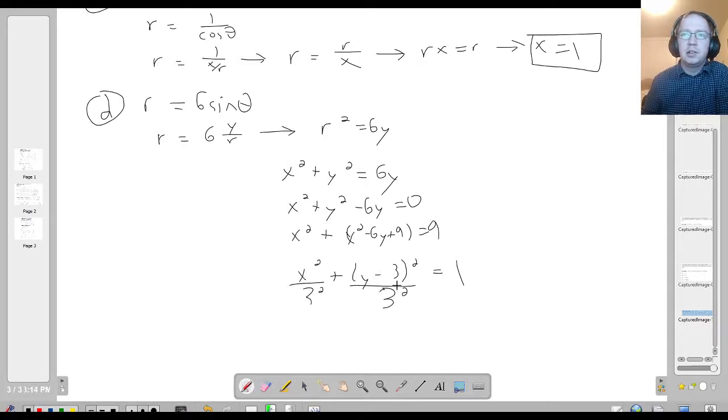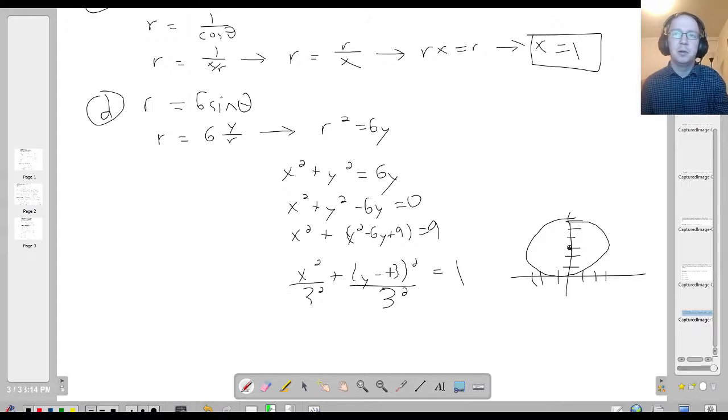So there it is, this is another circle. This time it's a circle of radius 3, centered at 0, 3. Let's do a quick sketch of what that would look like. So it's centered right here. There's that circle. Okay, so that's what that equation is. We've just rewritten it as a conic in standard form.